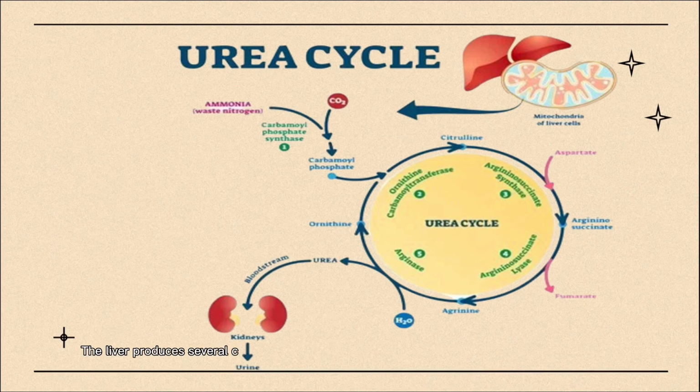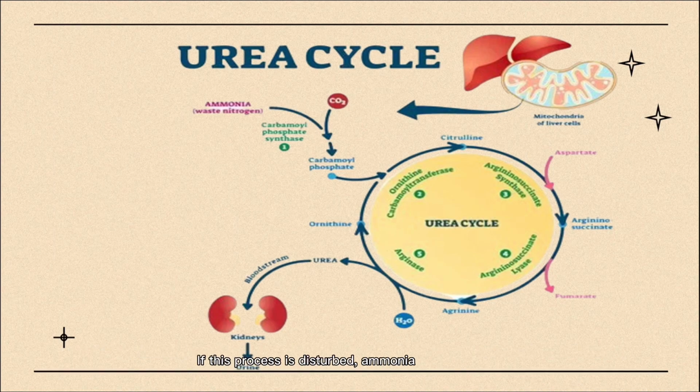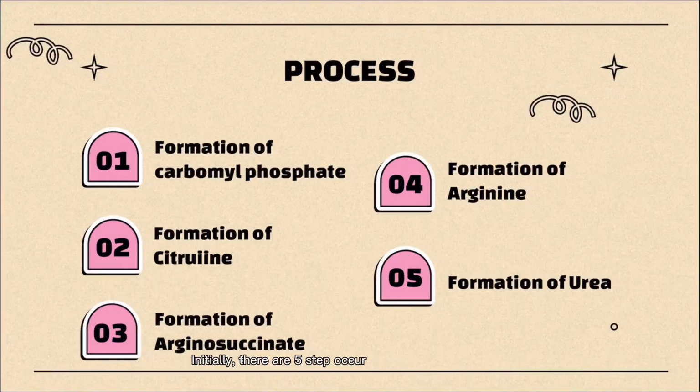The liver produces several chemicals like enzymes that change ammonia into a form called urea, which the body can remove in the urine. If this process is disturbed, ammonia levels begin to rise. Initially, there are 5 steps that occur in this cycle, which are: 1. Formation of carbamoyl phosphate; 2. Formation of citrulline; 3. Formation of argininosuccinate; 4. Formation of arginine; 5. Formation of urea.